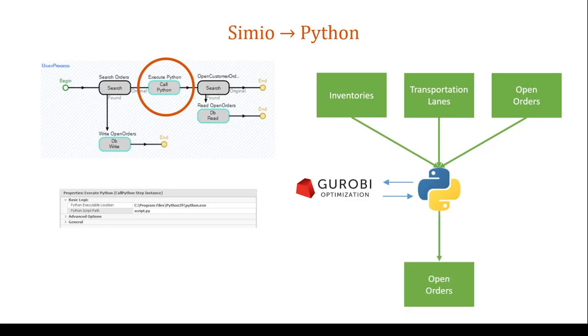Python interprets the results that Gurobi returns after solving the optimization model and updates the origin location column in the open orders table of the database for each order that was assigned to a factory. It also assigns a planned ship date value of time now to each order that was assigned to a factory.